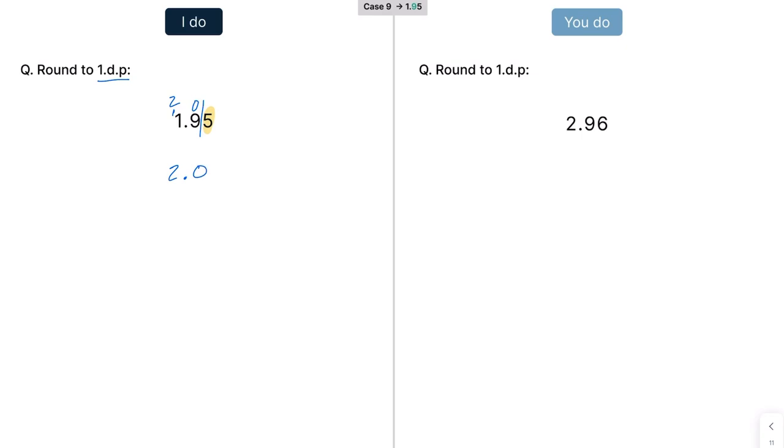So again, just to repeat there, the 9 rounds up, the 9 becomes a 10. So we put the 0, let me just use a different color here actually. That becomes a 0, and the 1 carries over here. So our answer becomes 2.0.